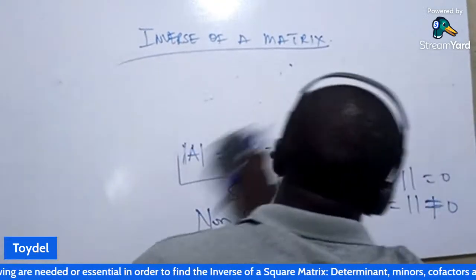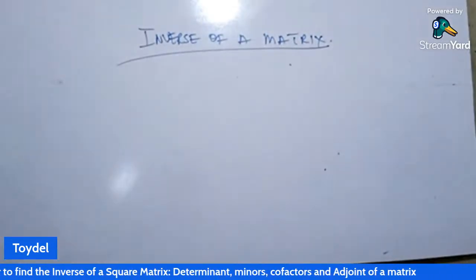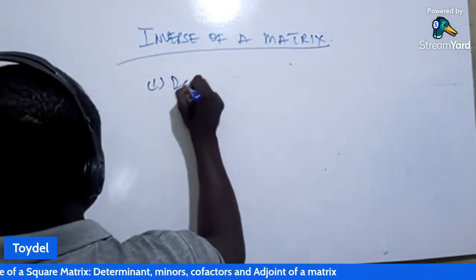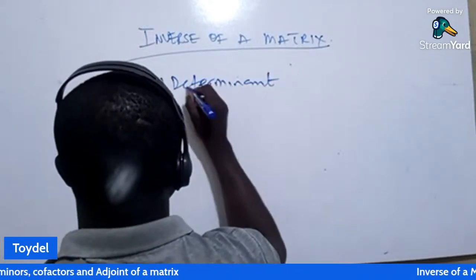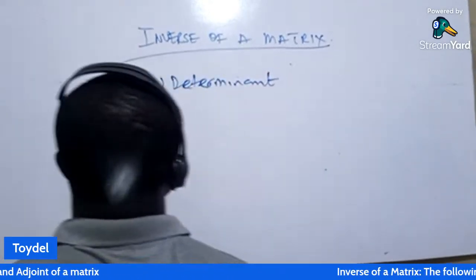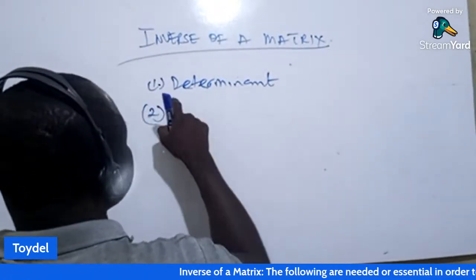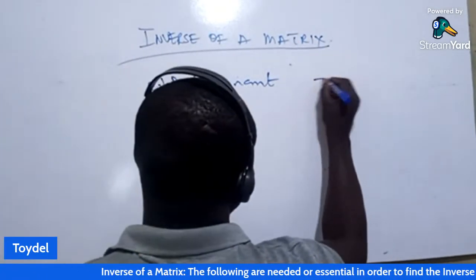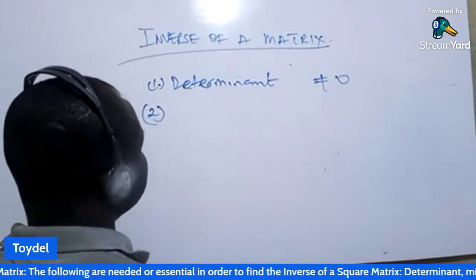As I've said earlier on, there are 4 steps involved. The first step is that we should find the determinant. That's the first thing. So it is the nature of the determinant that will determine if the matrix has an inverse or not. Once we find the determinant and it is not equal to zero, then it shows that we can go ahead and find the inverse of that matrix.